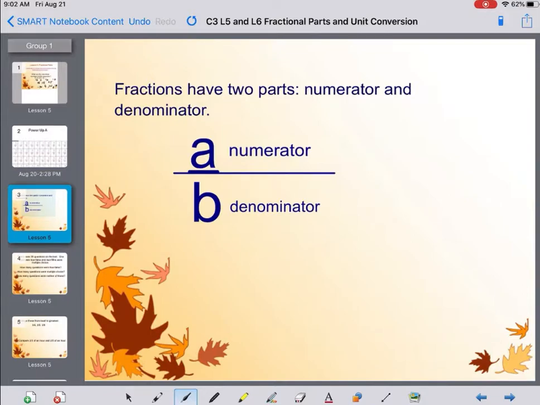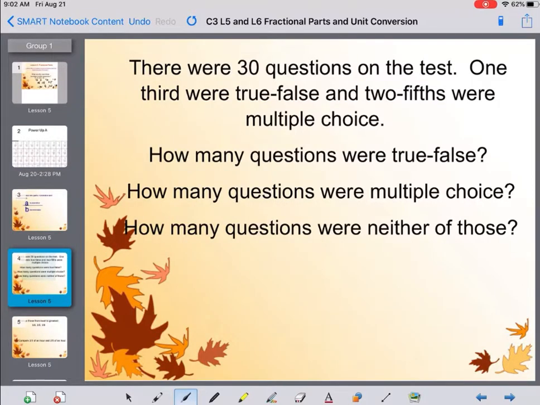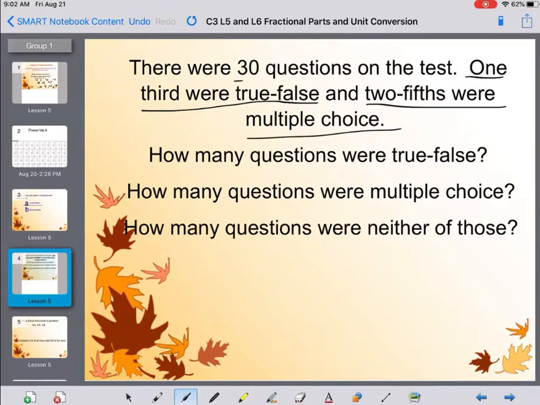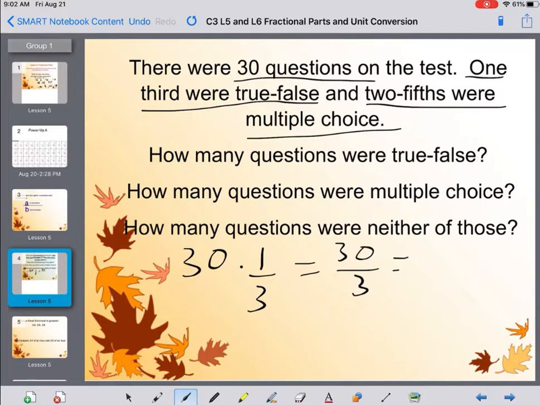All right, so let's look at this question. There are 30 questions on a test. I'm just going to go ahead and write down what I know. So 1/3 were true, false, and 2/5 were multiple choice, and we had 30 total questions. So how many questions were true, false? So we have 30 questions in total, times 1/3 were true, false, so 1/3. This is going to give me 30/3, which reduces to 10 true or false questions on the test.